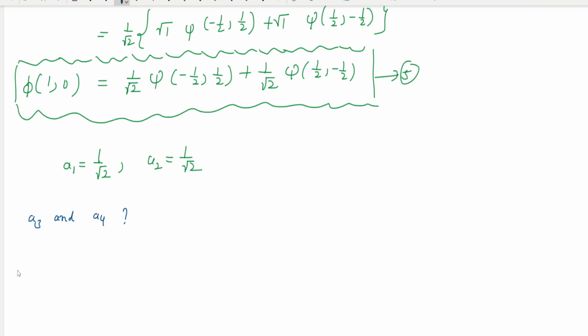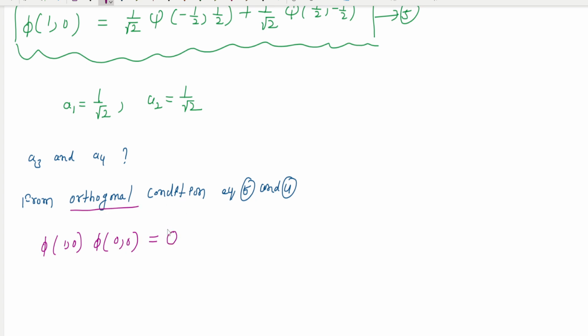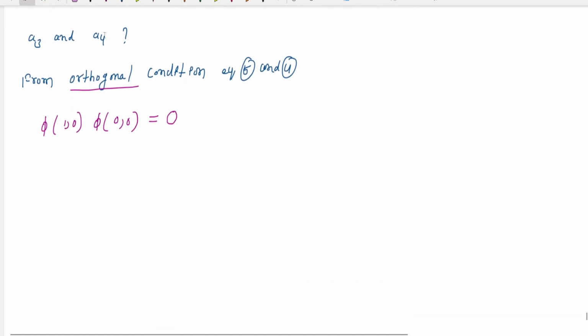Next I want a3 and a4, okay? So I'm going to use this orthogonal condition between equation number 5 and equation number 4. Equation number 5 is the wave function psi 1,0 and equation number 4 is psi 0,0. Orthogonal, right? The orthogonal condition is equal to 0. Orthonormal is 1. So in case you try to multiply these things, then you can get, this is the first thing, I'm going to write this one.